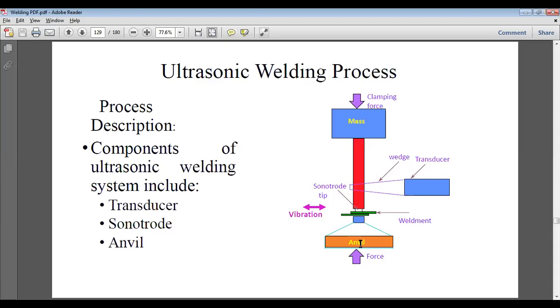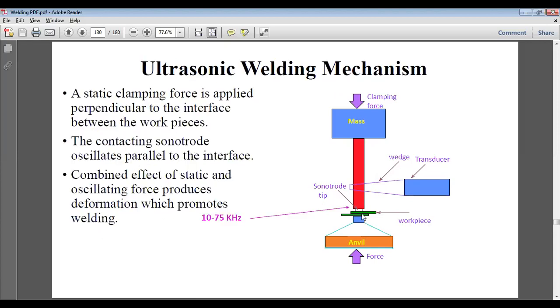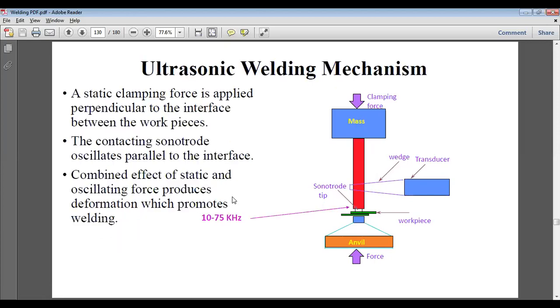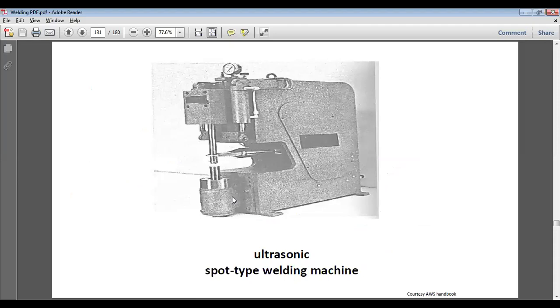So a force from bottom and top is applied, a clamping force, and these are used for producing heat, and this way these two metals are joined together. This is the ultrasonic welding mechanism. There are four components: one is for holding, another is for producing ultrasonic waves, another is for applying force, and another is the holding device. So these are the four components of ultrasonic welding: transducer, sonotrode, anvil, and then the holding device.